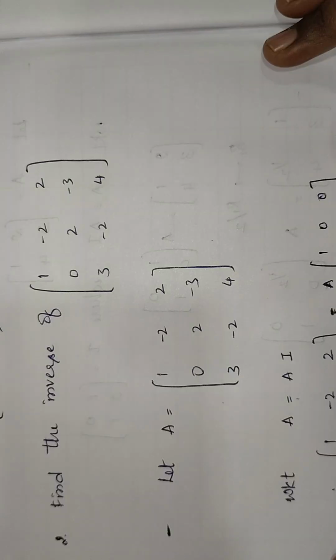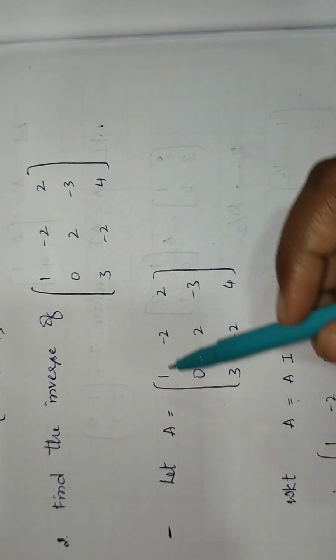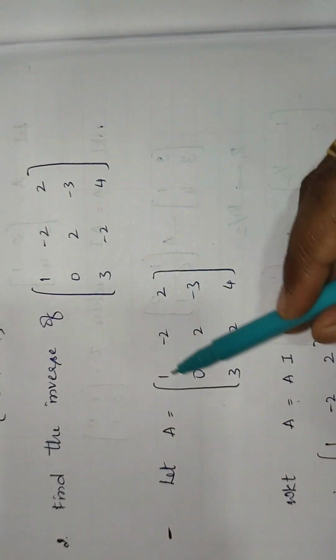Okay, now let's move on to the next example. Here we are having a 3 cross 3 matrix, and let A be equal to this matrix.